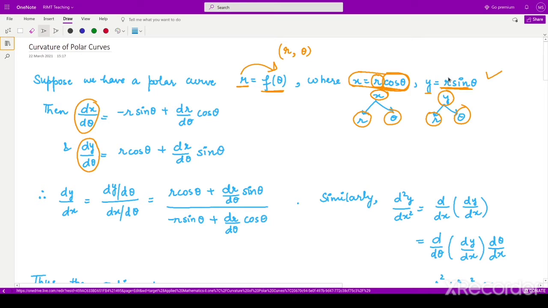Similarly here r is a function of theta, sine theta is obviously a function of theta. So here first function as such, the derivative of sine theta is cos theta, and then the derivative of r would be dr by d theta, and then sine theta as such. So these two terms we obtain. So what would be dy upon dx?